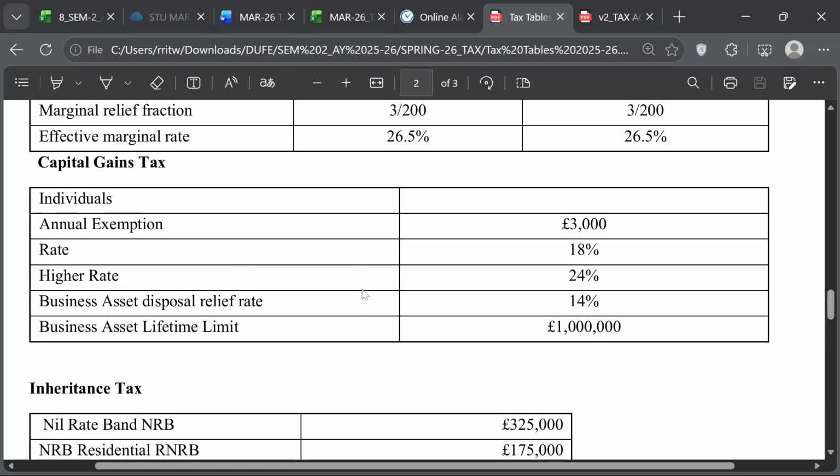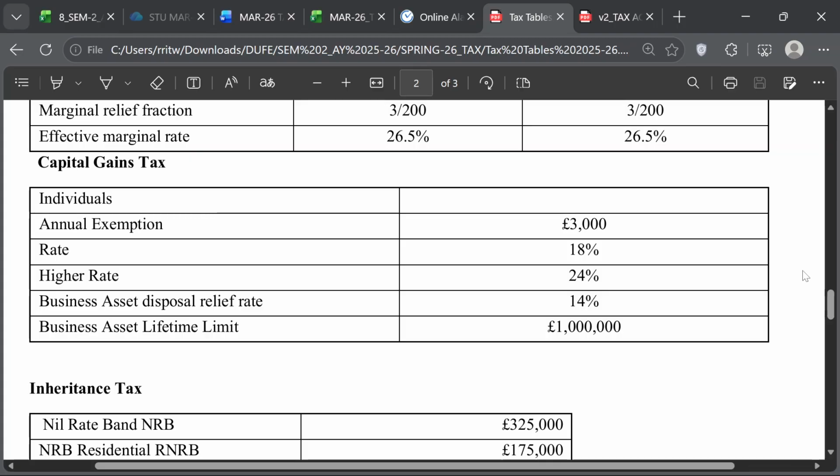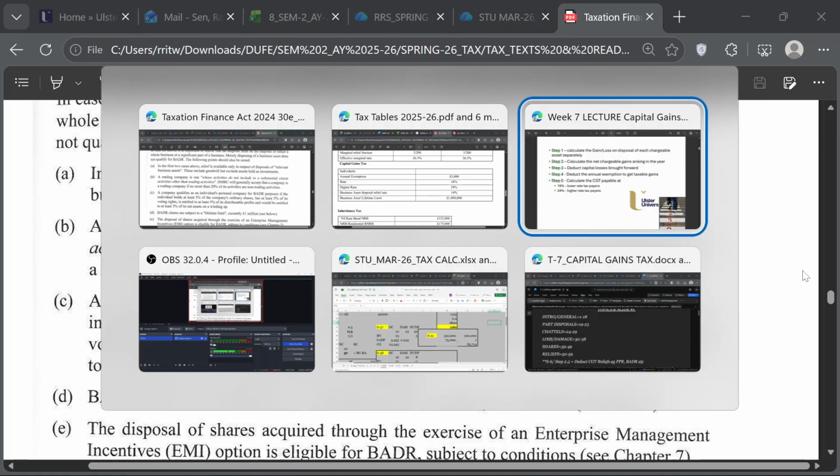And if it is a type of transaction which is eligible for the BADR relief, then you can identify that as a BADR relief. Then you don't have to pay either of these. You only pay 14%. And there is a limit for that. This is £1 million, a lifetime limit actually. So if you use it once, it gets used up, and you have only a little bit left for the balance. So just remember what is there.